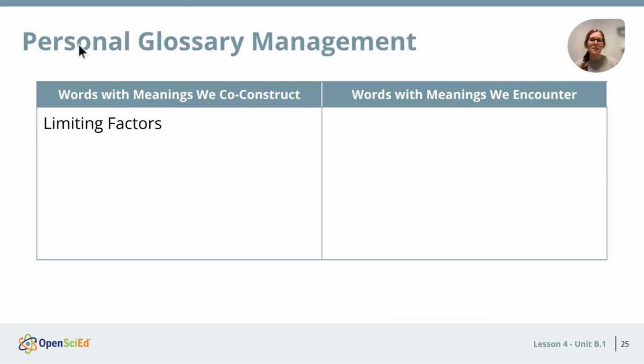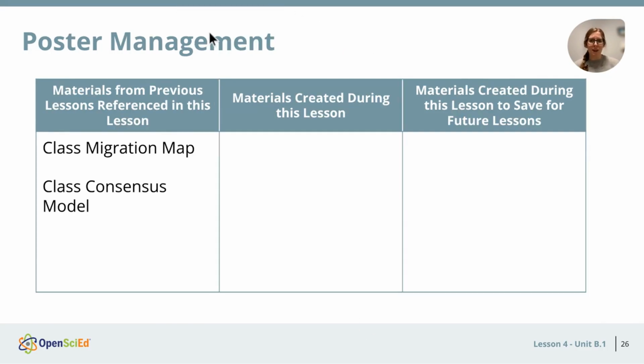Personal glossary management, we are going to co-construct limiting factors together. And then poster management. We've got that class migration map and the class consensus model that were created in previous lessons that we're going to use in this lesson as well.